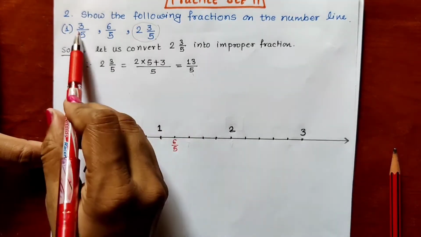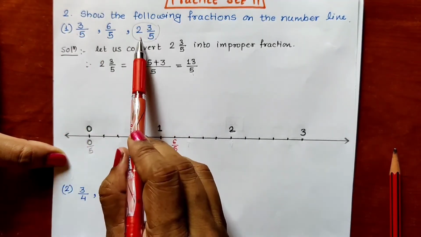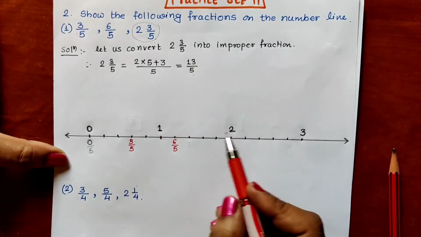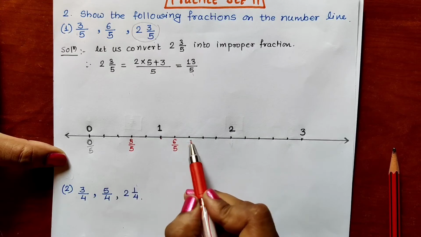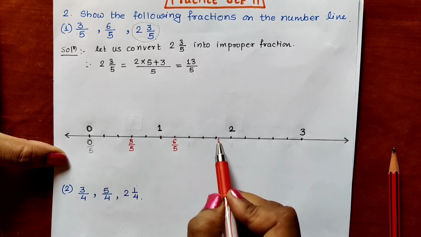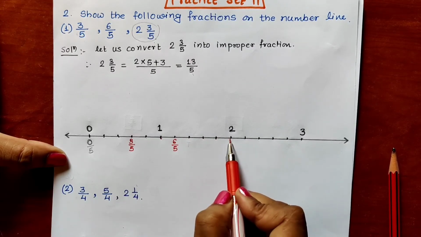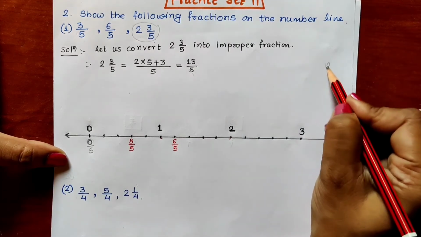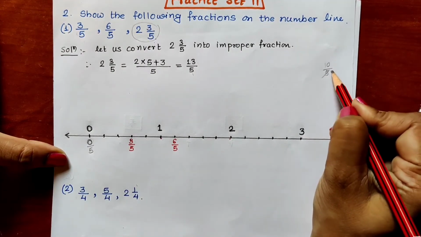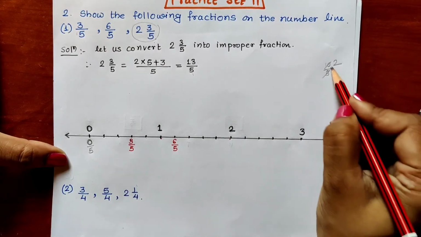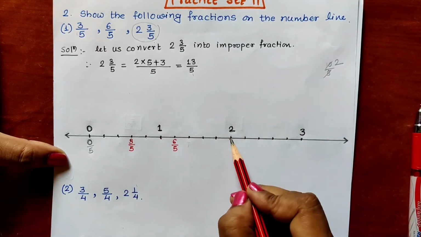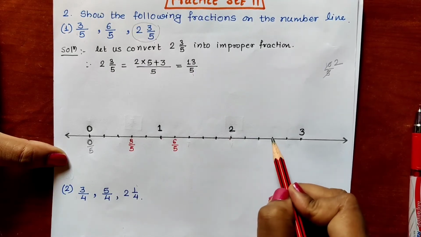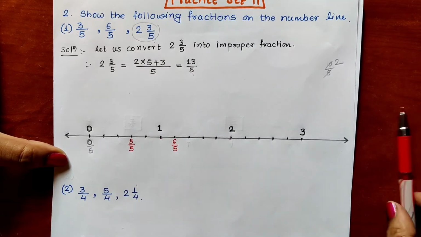We have to show 3 upon 5, 6 upon 5 and 2 integer 3 upon 5. 2 integer 3 upon 5 means 13 upon 5, we will have to show. So this is 6 upon 5, 7 upon 5, 8 upon 5, 9 upon 5, 2 means 10 upon 5. Correct? 10 upon 5. 2 means what? 5 ones are 5, 5 twos are 10. So 10 upon 5 means 2. This is 10 upon 5, 11 upon 5, 12 upon 5 and this is 13 upon 5.